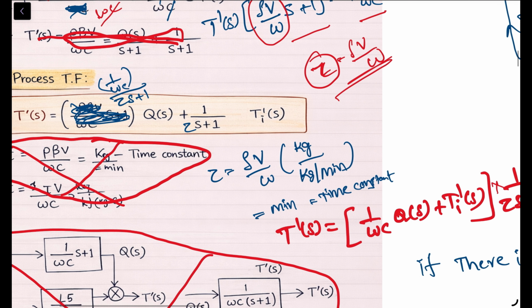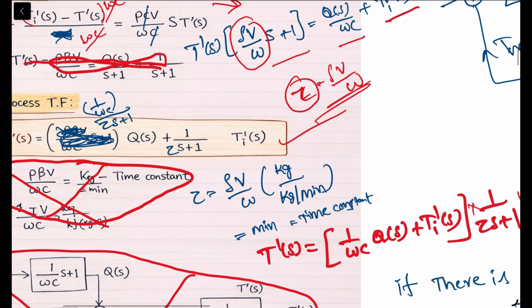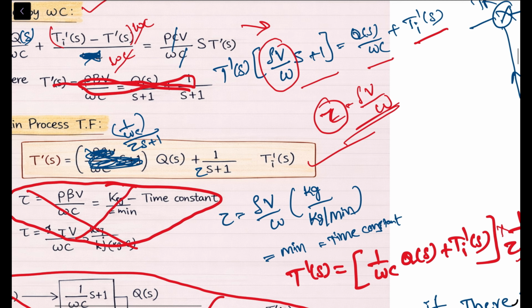Otherwise, if you want to make it easier, we are substituting as tau. Maybe you can write it two ways, either this way or this way. For more clarity, if you want to make it common of 1 by tau S plus 1, this will become so. Otherwise, you can simply write Q of S into the first term, T dash of S into the second term. So this is your final transfer function.